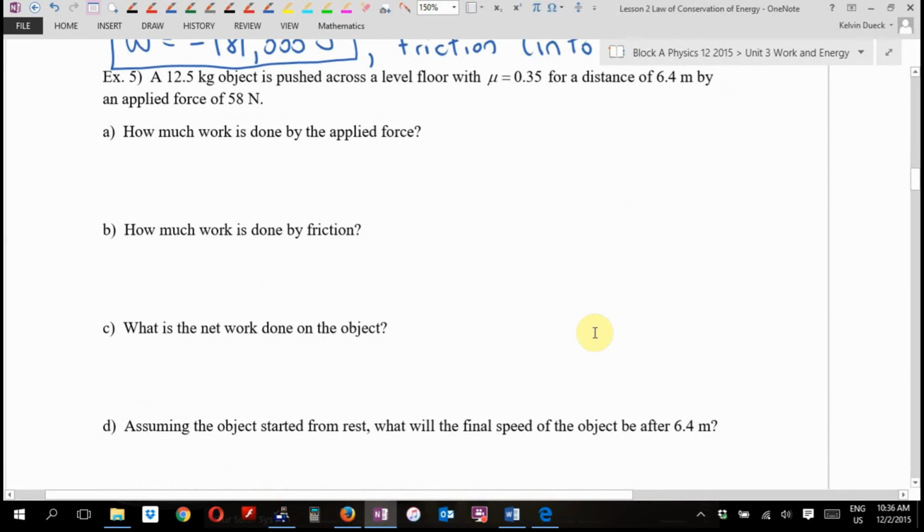Example 5. A 12.5 kilogram object is pushed across the level floor with a mu of 0.35 for a distance of 6.4 meters by an applied force of 58. You know what? I better draw a diagram. Here's an object. It looks like I have an applied force of 58 newtons. And it says there is a mu of 0.35.